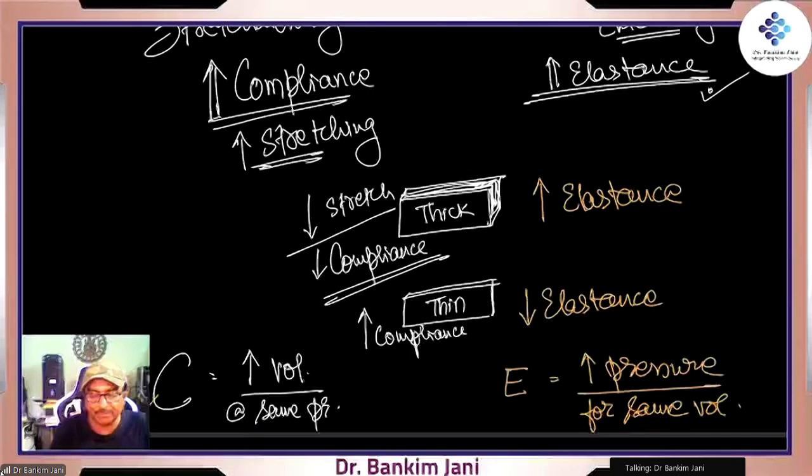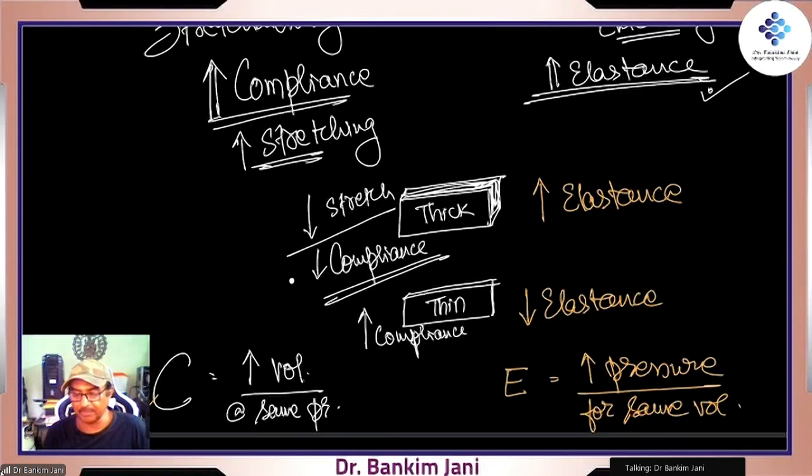When the tissue becomes thick, there is a decrease in stretchability. When the tissue is thick, you cannot stretch it much. Take one rubber band and stretch it. Then take 10 rubber bands together and try to stretch them. You won't be able to stretch them as much, because thickness decreases stretching. Similarly, if the alveolar wall becomes thick, it won't be able to stretch further. So we call it decreased compliance.